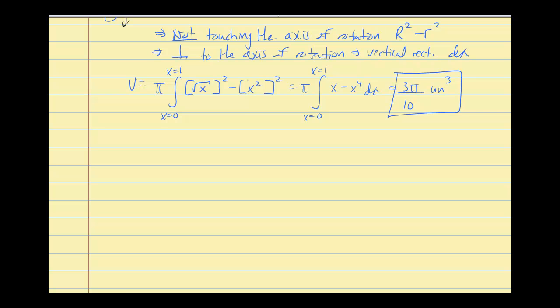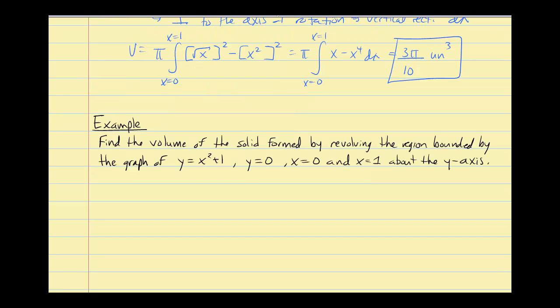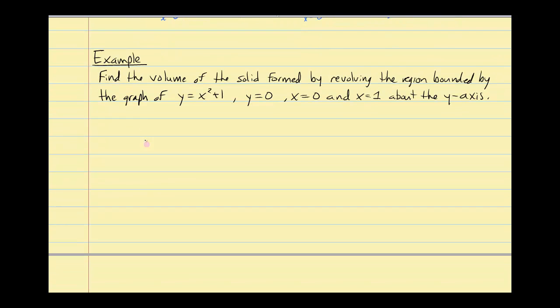In our next example, we're going to be looking at horizontal rectangles. So for this one, we're finding the volume of the solid formed by revolving the region bounded by quite a few things actually. y equals x squared plus 1, a parabola opening up, moved 1 up on the y-axis. y equals 0, which is the x-axis. x equals 0 is the y-axis, and the vertical line x equals 1. And we want to rotate all of this about the y-axis. So again, a quick curve sketch is going to be useful here.